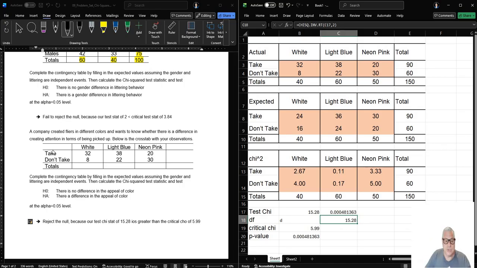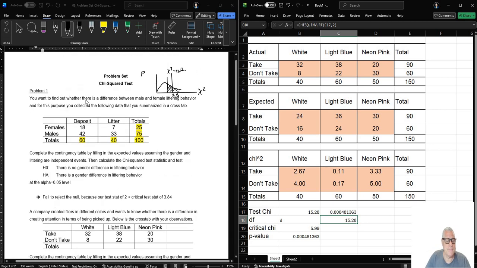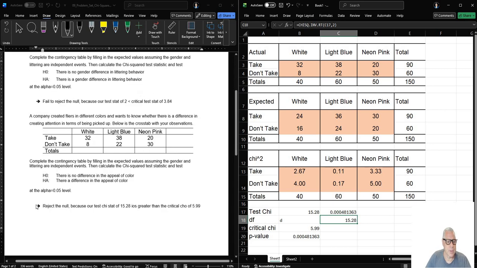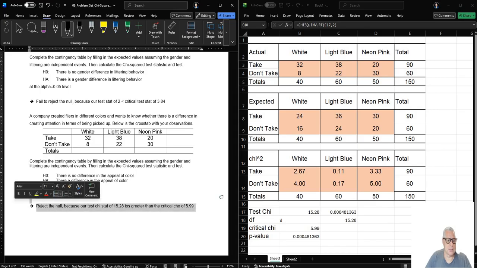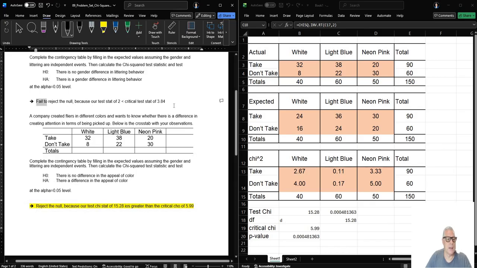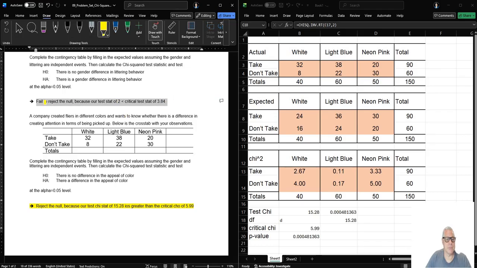Okay, so in summary, in the first one, we failed to reject, but in the second example, we rejected the null. And here, in the first example, we failed to reject.